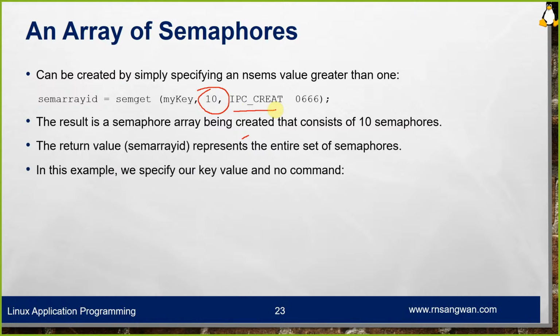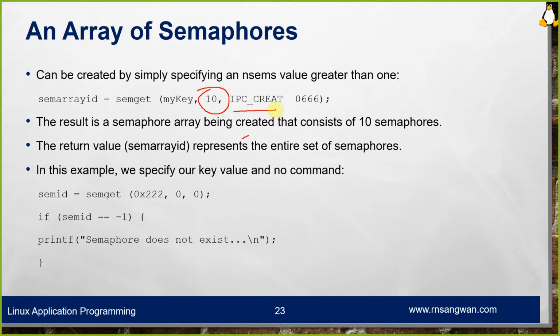In the example, we'll specify our key value and no command. So here we are creating the semaphore. This is the ID we are creating, right? Semaphore ID is -1. Semaphore does not exist.